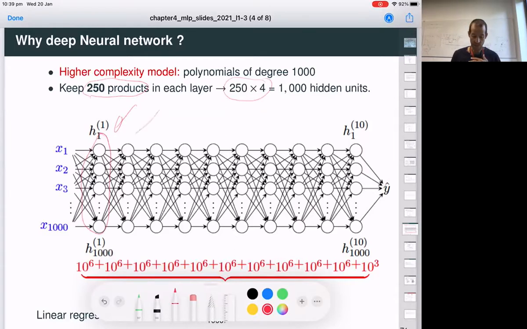Which is the degree of the polynomial when I do two hidden layers like this? Yes, so 2 power 2. So this one will be 2 power 3, this one 2 power 4, 5, 6, 7, 8, 9, 10. So there I am, 2 power 10. How much is 2 power 10?